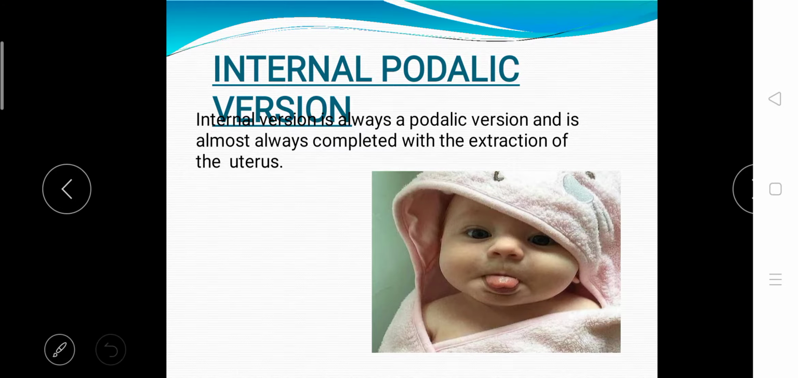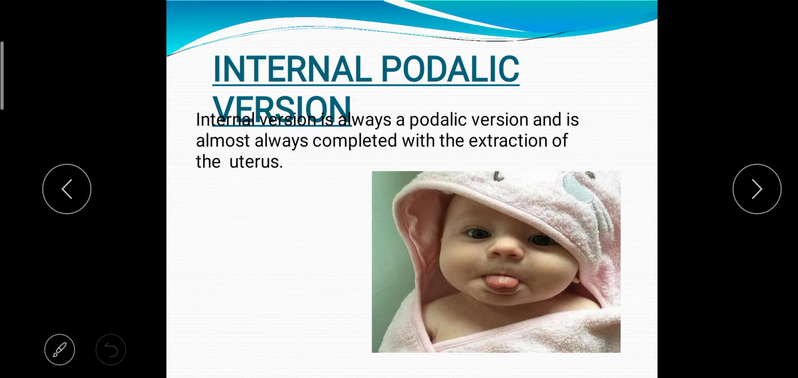Everyone, in the last video we explained about version. In that we have seen up to the external cephalic version. Two were pending that we will discuss in today's video. In that we have internal podalic version, the second one.